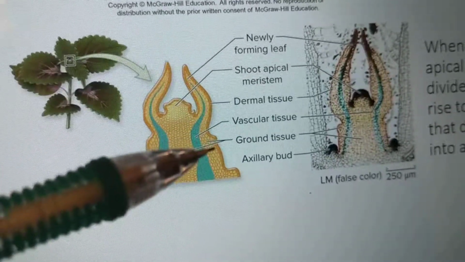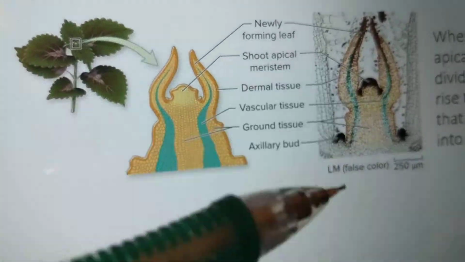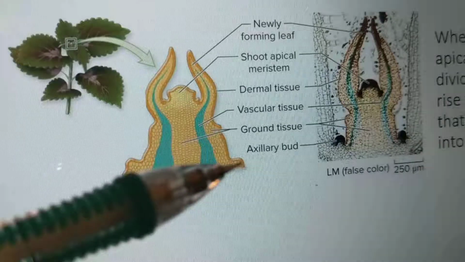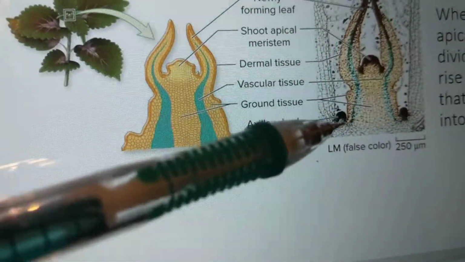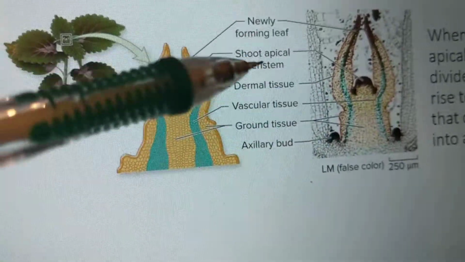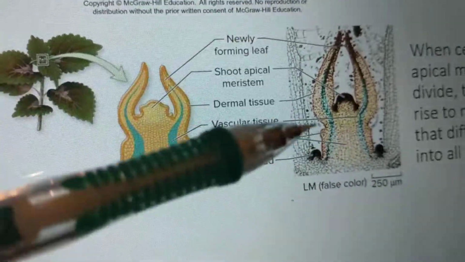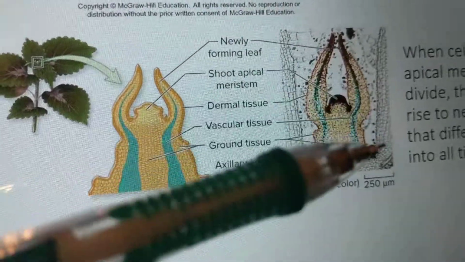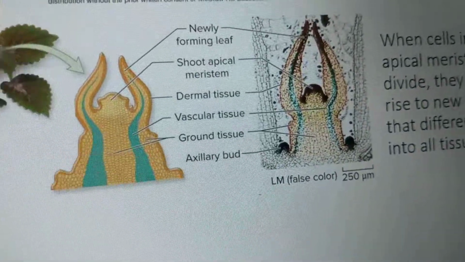In case he does ask, this is vascular tissue right here, this blue area. I don't think he's going to ask that, but he might ask this: what's this little bulge right here? This is the axillary bud. This is where a new shoot might grow out of too. This angle right here is called the axil. That's what the angle is called. That's pretty much it.